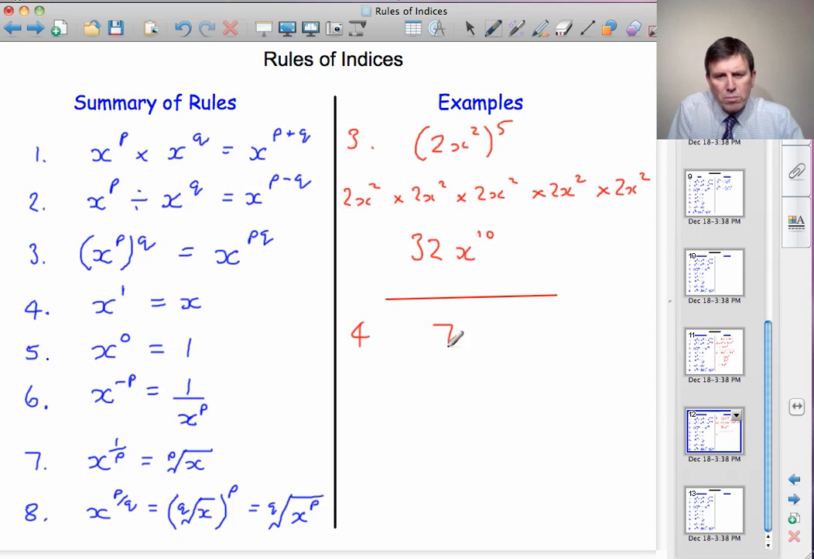Seven to the power 1 is what? Well, x to the power 1 is just x, so 7 to the power 1 is just 7. Example 5. 8 to the power 0. X to the power 0 is 1, so 8 to the power 0 is 1.